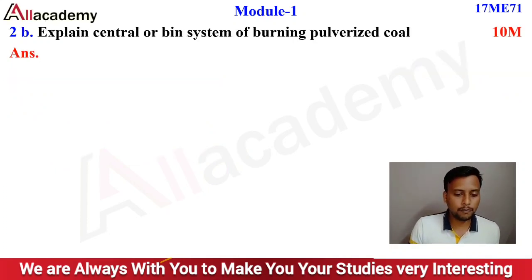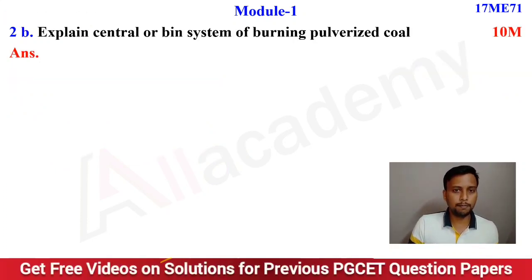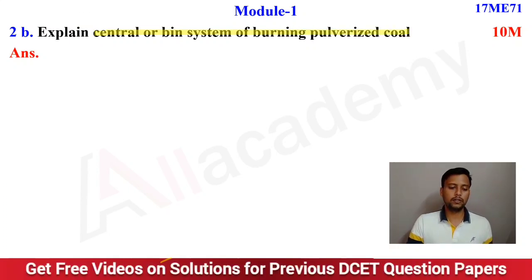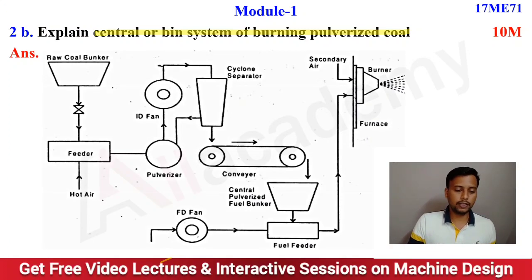And in module 1, that is in the second question B, it was a theory question, that is explain the central or bin system burning pulverized coal. It is clearly asked, central or bin system burning pulverized coal. So for this one, this is a figure you need to draw. This figure you need to draw.